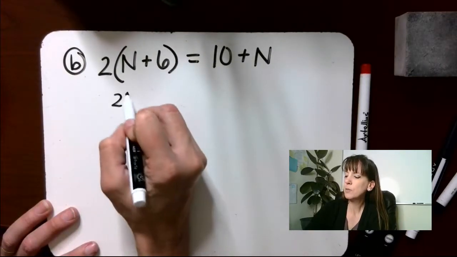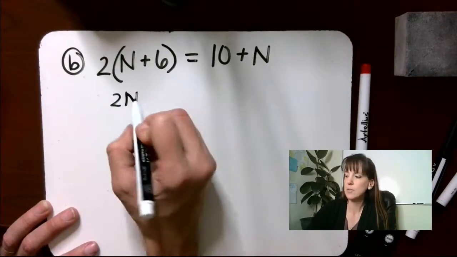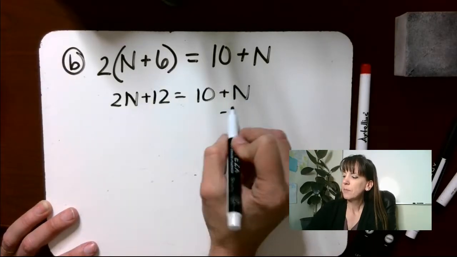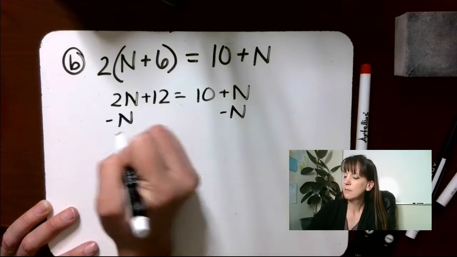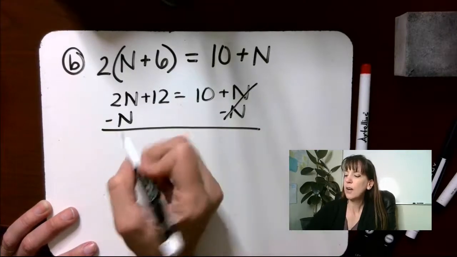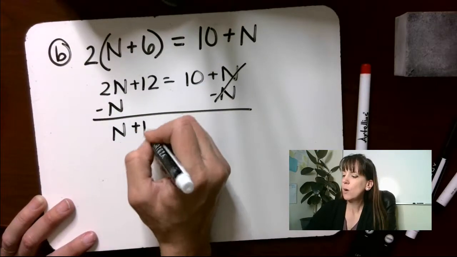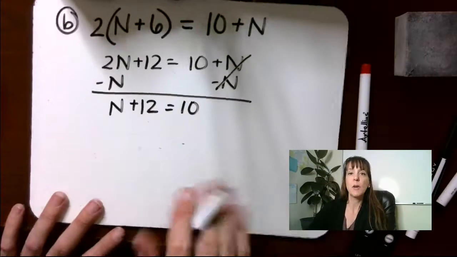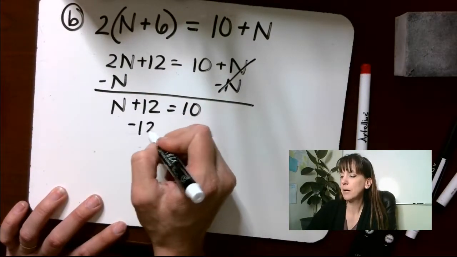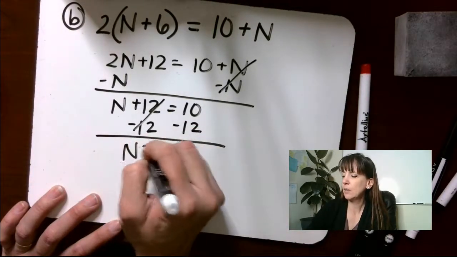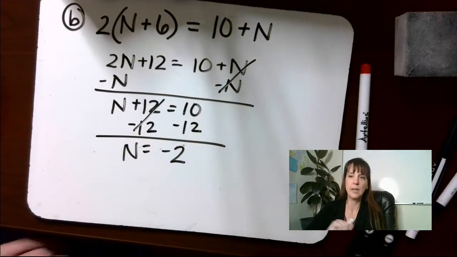So this ends up with 2n. Again, that was really important. We use our parentheses there. Plus 12 equals 10 plus n. Minus n from both sides. This cancels out. I'm left with 1n, or just n, right? Plus 12 equals 10. Let me go ahead and move that 12 over by doing the opposite. Minus 12 minus 12. These cancel out. N equals negative 2.